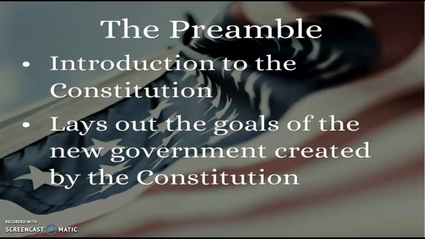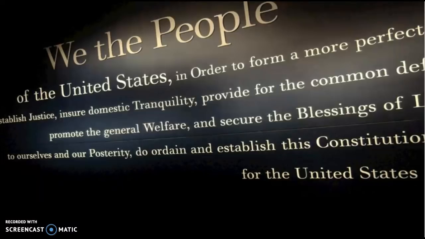As I mentioned earlier, the preamble is the introduction to the Constitution, and it lays out the goals of the new government created by the Constitution. The words of the preamble are as follows.